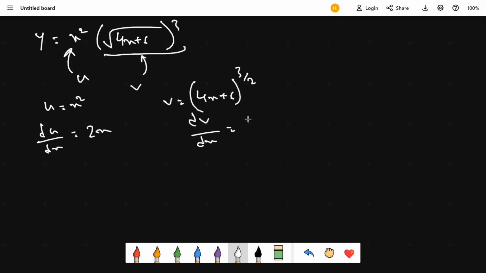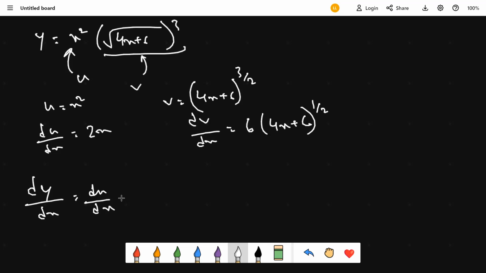Now, writing dv by dx, we found it previously, which is our f prime x, the previous page's, which was 2 times 3 was 6, 6 root over 4x plus 6, or write it as 6 times 4x plus 6 whole to the power half. So that's our dv by dx. Now simply we know dy by dx is what? du by dx into v plus u times dv by dx.